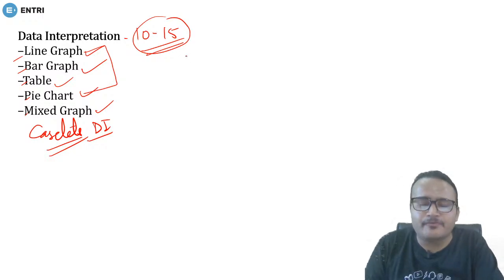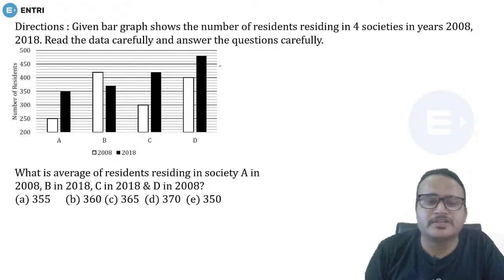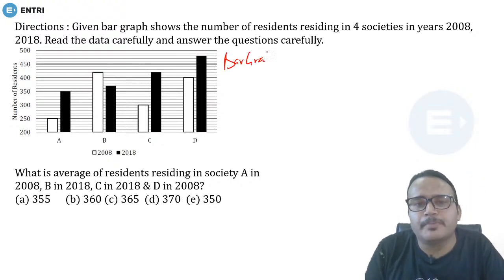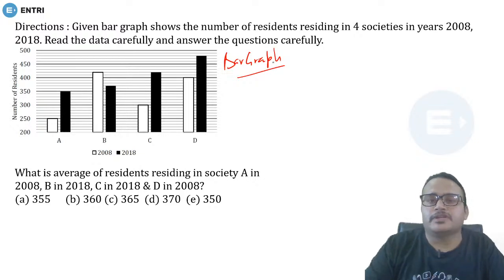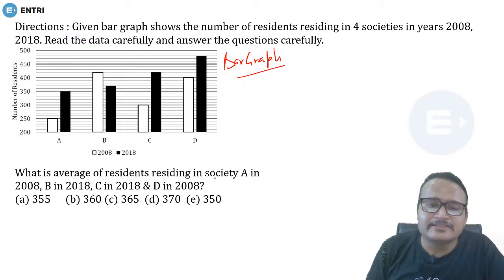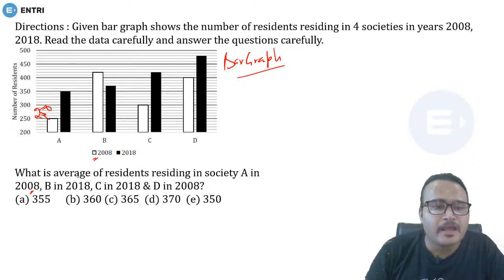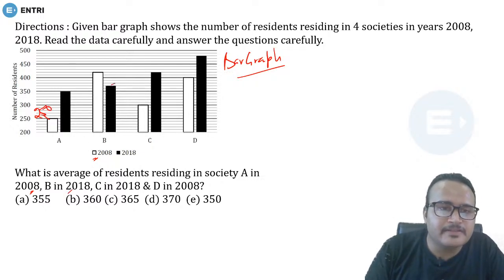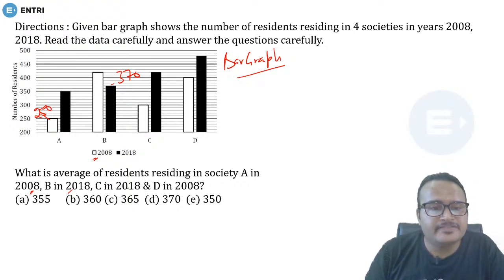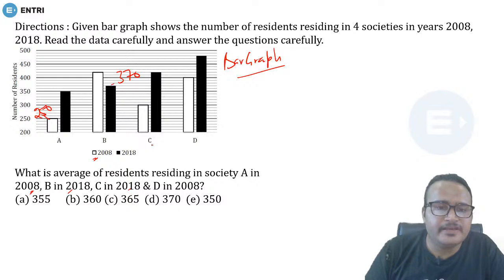If we talk about the type of question, this is the type of question guys. This is called the bar graph, okay. So guys, how do we solve the question? What is the average of residents residing in society A in 2008? In 2008 means this 250. B in 2018, that means this number, so 350, 360 and 370, okay guys, 370 obviously. And C in 2018 means 420, and D in 2008 means 400.